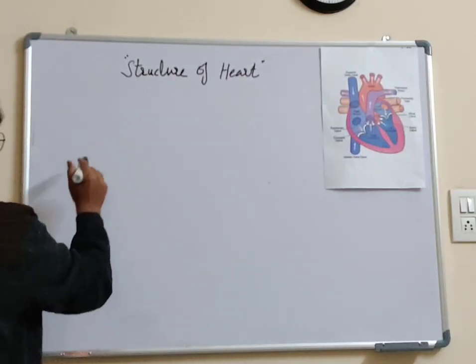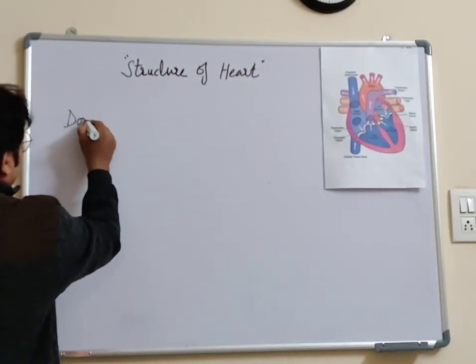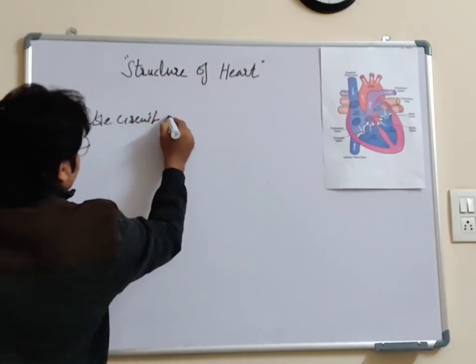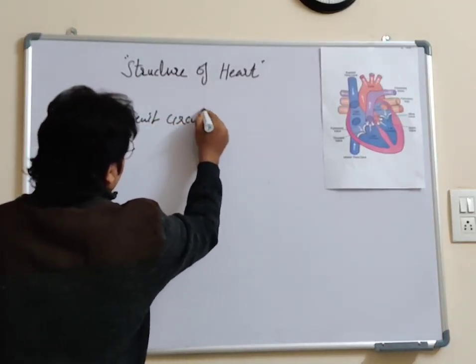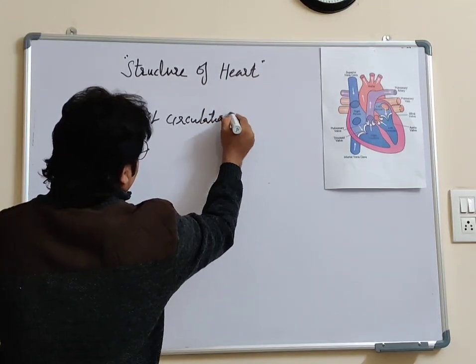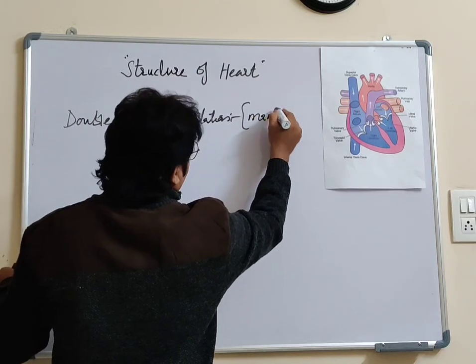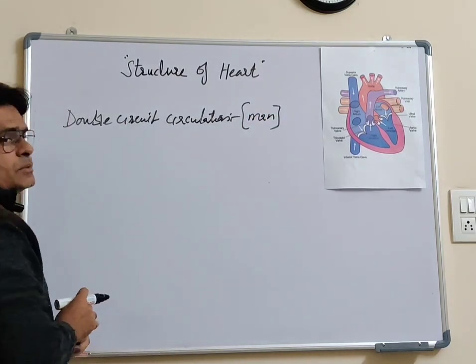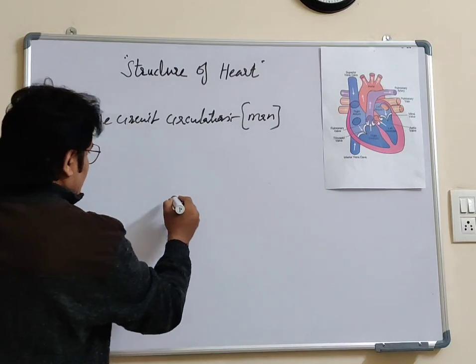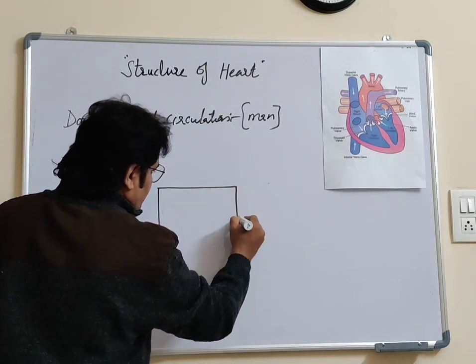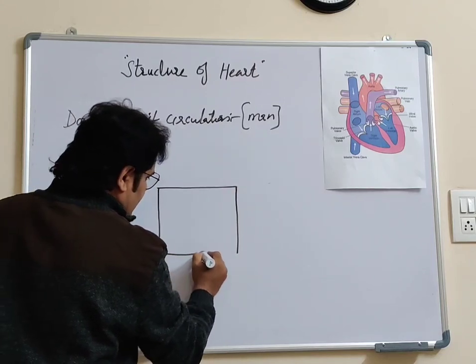Next is the double circuit circulation. Double circuit circulation. What is a good example here? Human being, man. Okay, a good example. Human being. Clear. Double circuit circulation. So once again, you draw the same kind of diagram roughly. The diagrams are very important, okay, so that you can easily remember the complete answer.